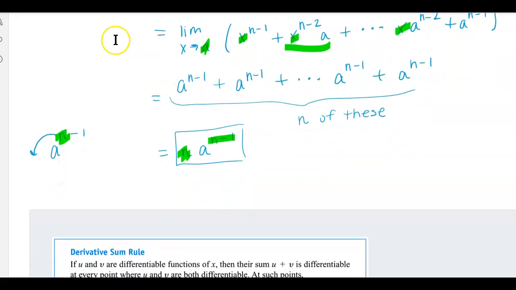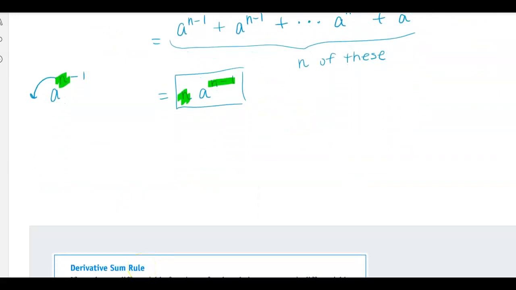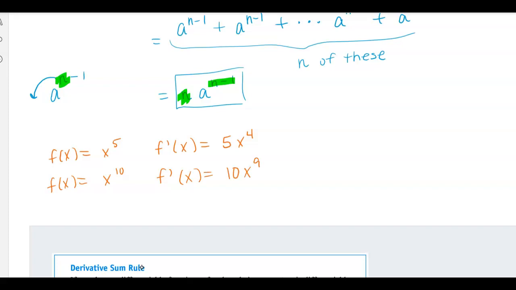As an example of how this will work, if f of x is x to the 5th power, the derivative will be 5x to the 4th. The 5 that's the exponent comes down into the front, and then we drop the power down by 1. If f of x is x to the 10th power, the derivative will be 10x to the 9th power. This is a really powerful theorem because it really simplifies the work that we're doing as we're taking derivatives.